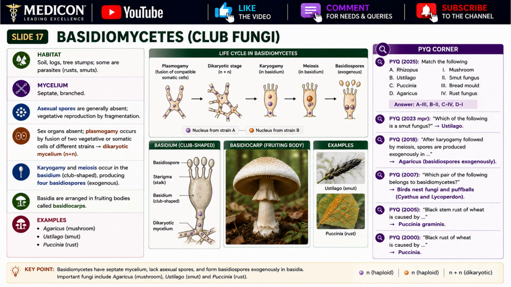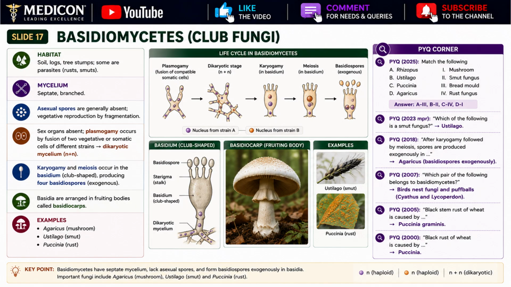The mycelium is septate and branched. Asexual spores are generally absent. Vegetative reproduction is by fragmentation. Sex organs are absent. Plasmogamy occurs by fusion of two vegetative or somatic cells of different strains, forming dikaryotic mycelium, N plus N, and karyogamy and meiosis occur in the basidium, which is club-shaped, producing four exogenous basidiospores. Basidia are arranged in fruiting bodies called basidiocarps. Examples are Agaricus mushroom, Ustilago smut, and Puccinia rust.